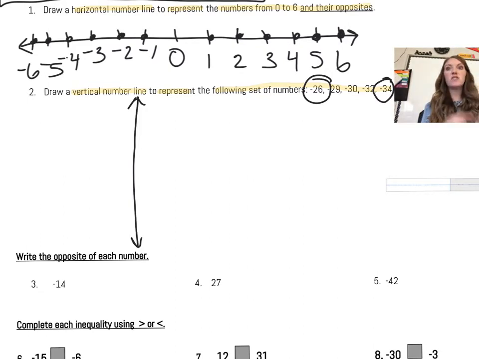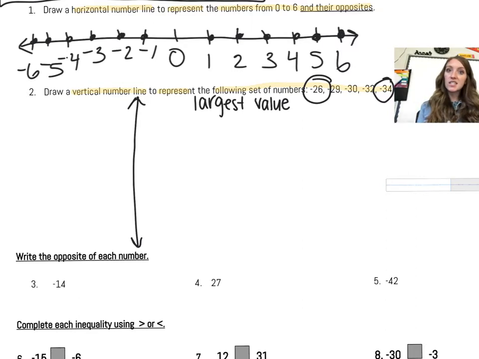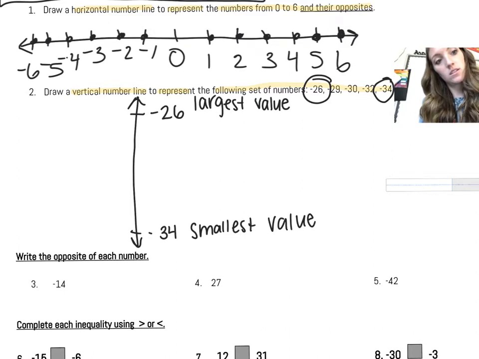We have to kind of shift our thinking a little bit. Remember, on the top goes our largest value. So between negative 26 and negative 34, negative 26 is actually our largest number, and negative 34 is our smallest value. So that's opposite of what we think in the positives. Because as we get more negative, or we go farther down, our numbers decrease. They get more negative.